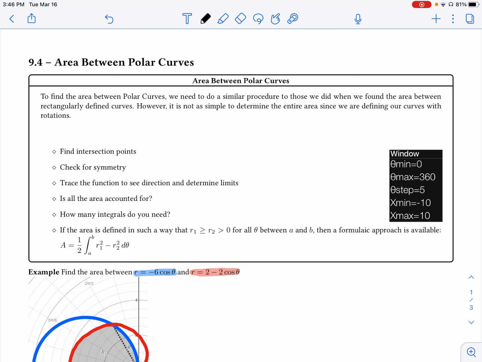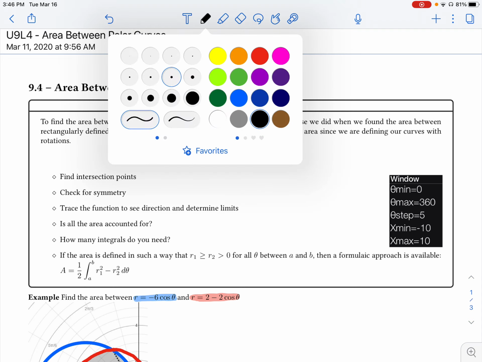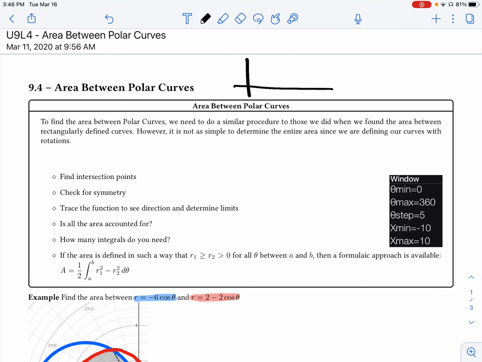Now, to go back and think about this for a second, when we were doing this with rectangular functions, suppose we had a function that looked like this, and then our other function looked something like this, for example, and we were integrating this from, let's say, this interval here, a to b, something like this.